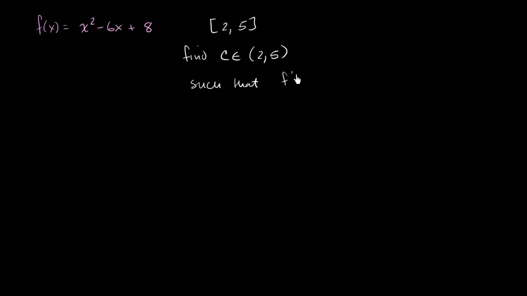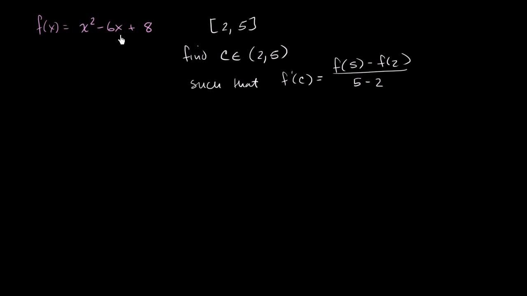the derivative at c is equal to the average rate of change over this interval, or is equal to the slope of the secant line between the two endpoints of the interval. So it's equal to f of 5 minus f of 2 over 5 minus 2. And I encourage you to pause the video now and try to find a c where this is actually true. Well, to do that, let's just calculate what this has to be.